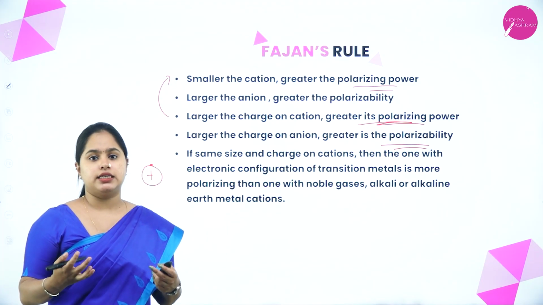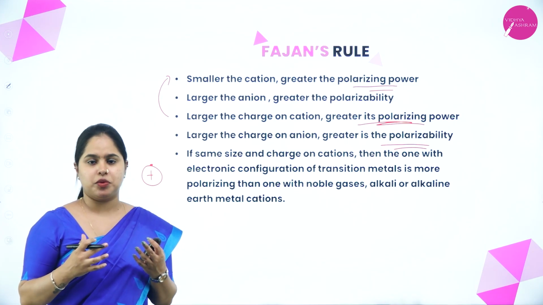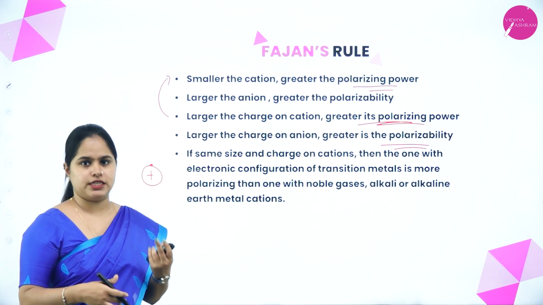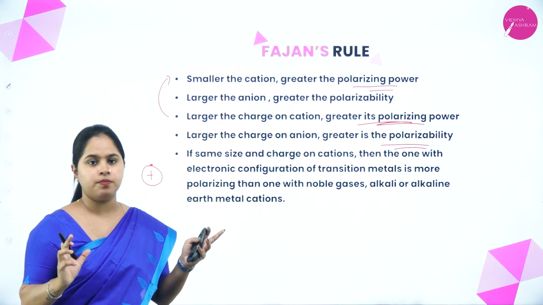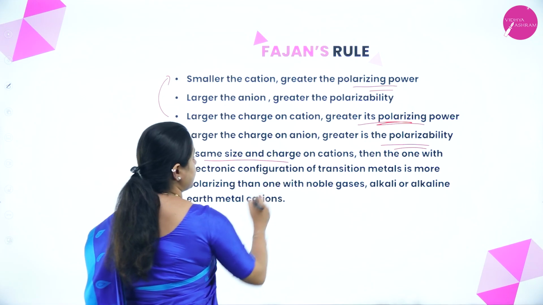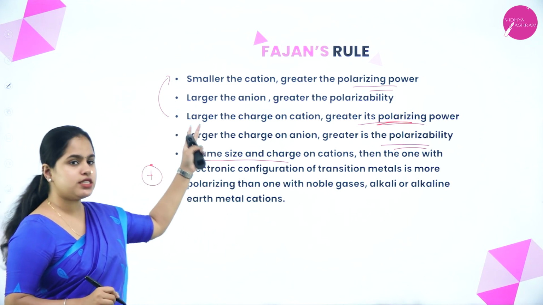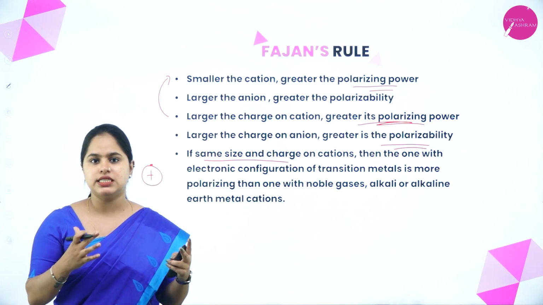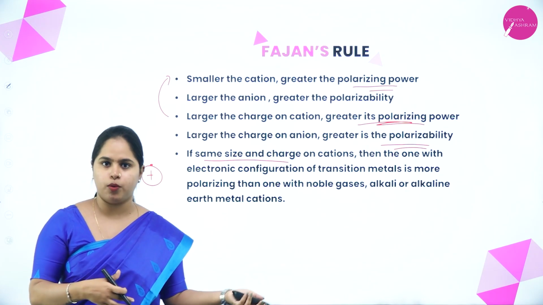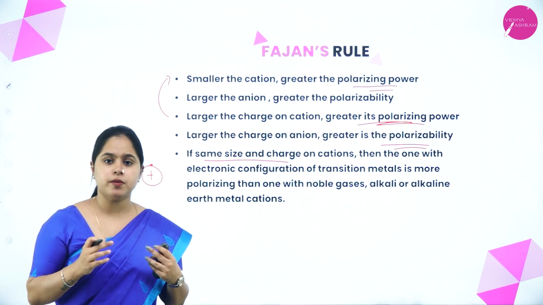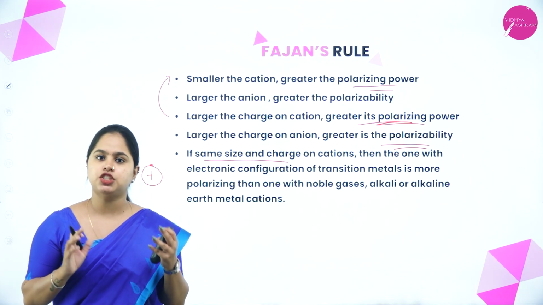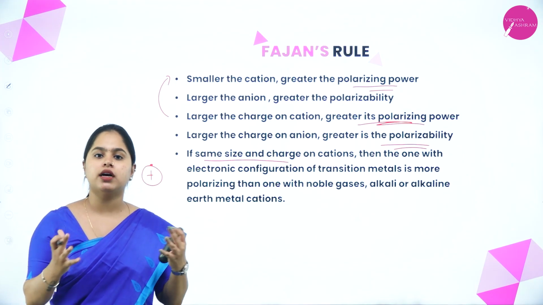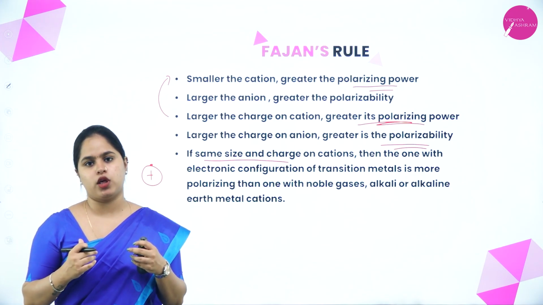Now let us take a situation where 2 cations are present and I have to polarize a single anion. 2 cations are present and they both have the same size and charge. We know based on size and charge how we can consider which cation will have more polarizing power, right? So now I am considering 2 cations which have the same size and charge. Now, how do I confirm which one will have more polarizing power?